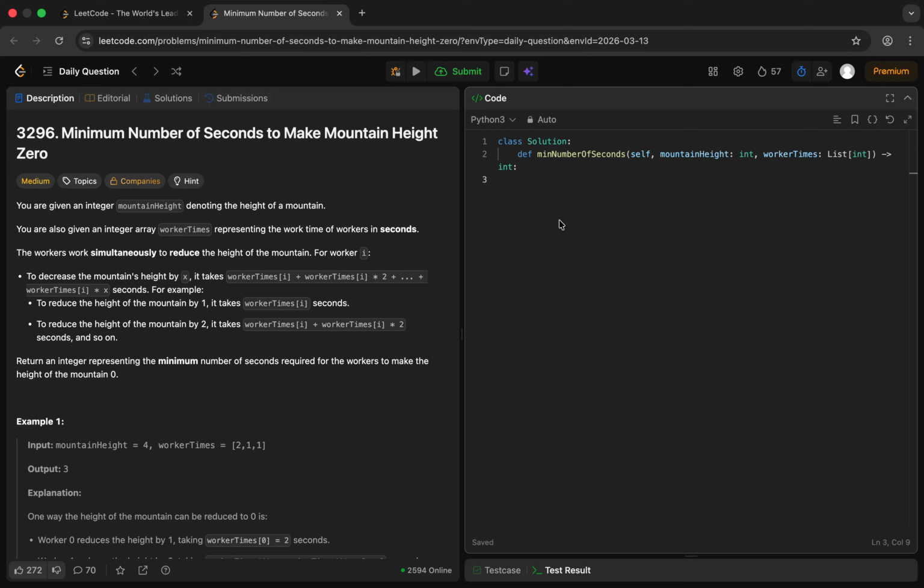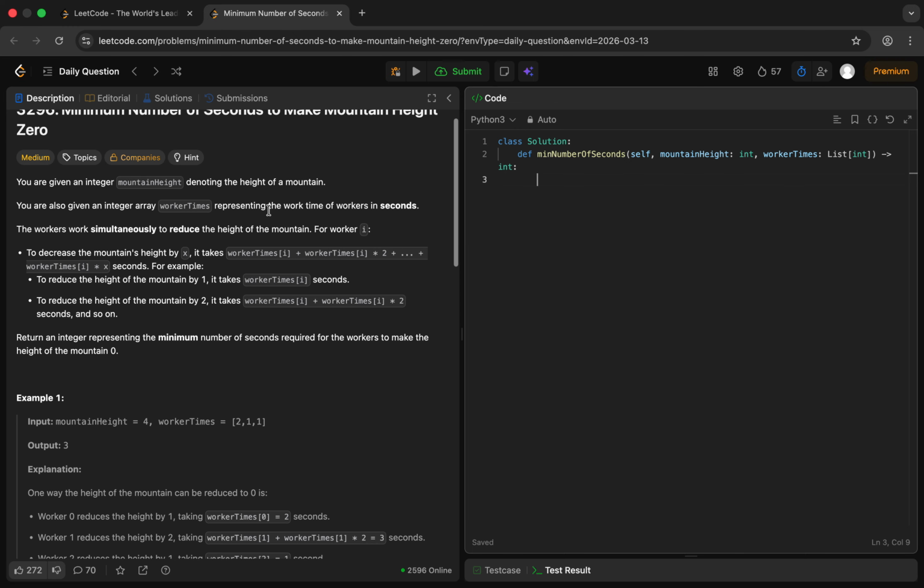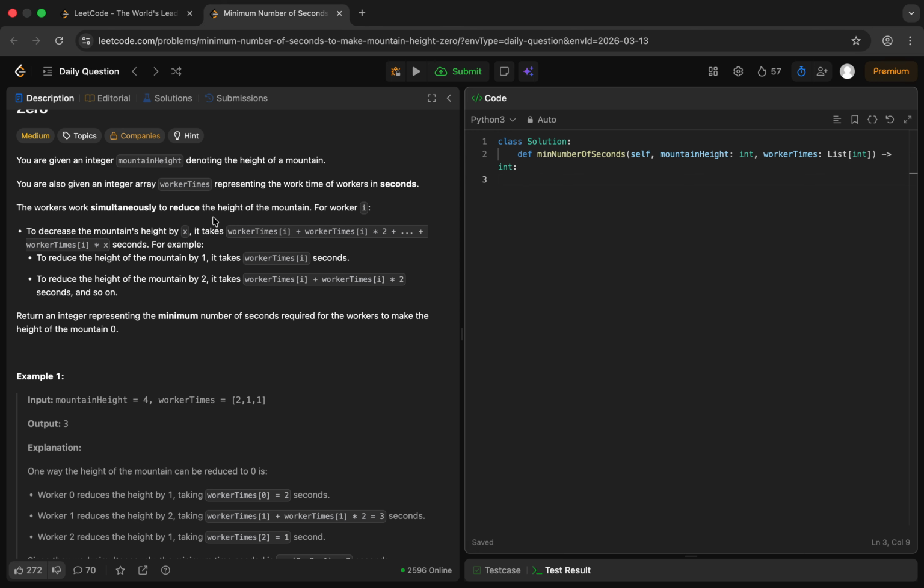Okay, so today's question is minimum number of seconds to make mountain height 0. You are given an integer mountain height denoting the height of a mountain. You are also given an integer array worker times representing the work time of workers in seconds. The workers work simultaneously to reduce the height of the mountain.